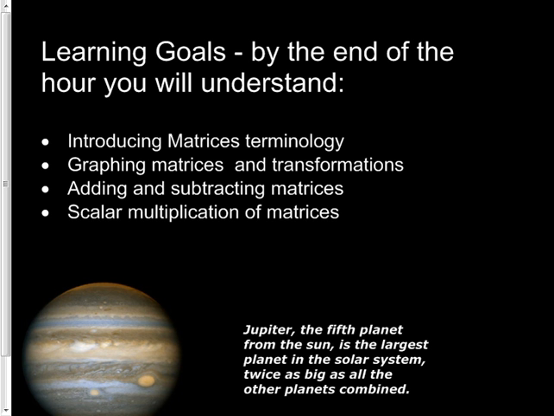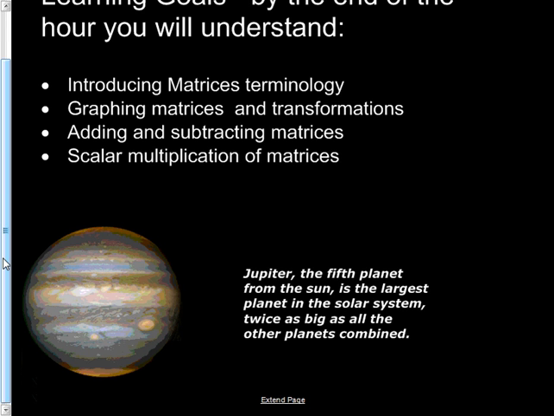All right. And I found this one interesting. Jupiter is the largest planet in the solar system. That I already knew, but it's twice as big as all the other planets combined. That was kind of cool. So it's a big honking planet.